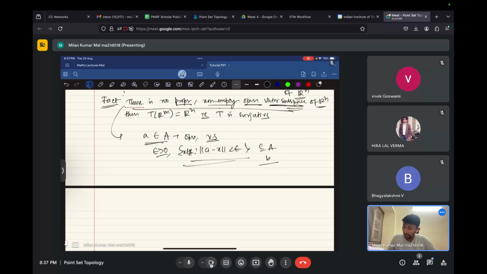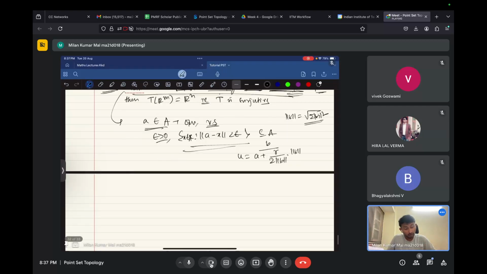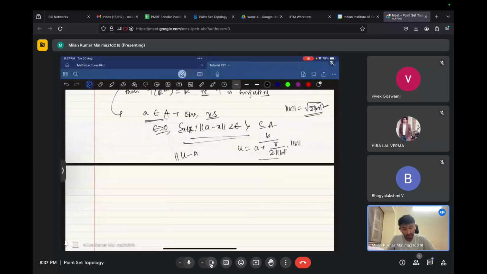Scaling is that for any B, we can take a new vector U equal to A plus some R less than 1 by 2 of norm of B. Norm of B here means the metric, the square root of the summation of Bi squared. This is the norm in R to the power n, the standard metric in R to the power n. Now this vector will satisfy this particular condition, and I can take R as epsilon by 2.